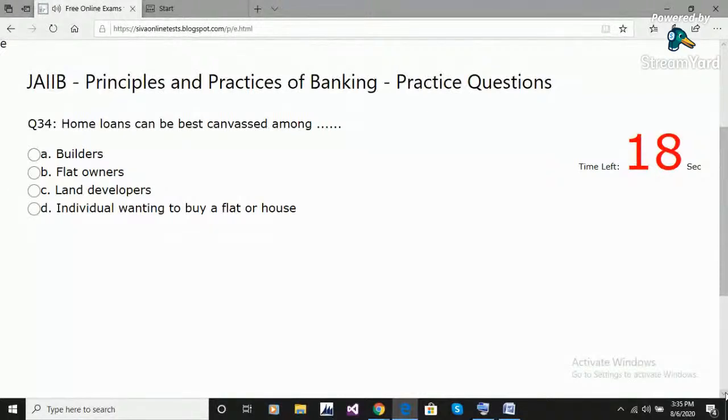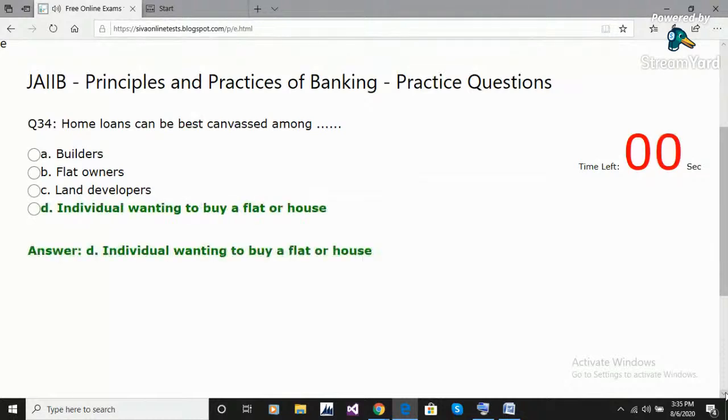Question 34. Home loans can be best canvassed among. Option A. Builders. Option B. Flat owners. Option C. Land developers. Option D. Individual wanting to buy a flat or house. Answer D. Individual wanting to buy a flat or house.